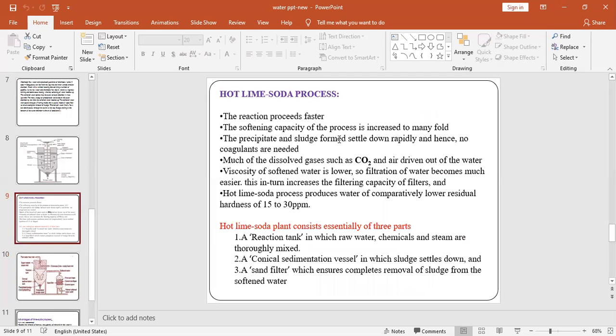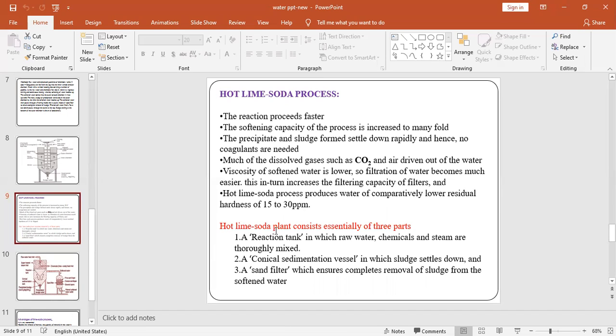Next is the hot lime soda process, and this reaction proceeds faster. The softening capacity of this process is increased many fold. The precipitate and sludge formed settle down rapidly, hence no coagulants are required, and much of the dissolved gases such as carbon dioxide are driven out of the water. The viscosity of softened water is lower, so filtration becomes much easier. This in turn increases the filtering capacity of filters, and the hot lime soda process produces water of comparatively lower residual hardness of 15 to 30 ppm.